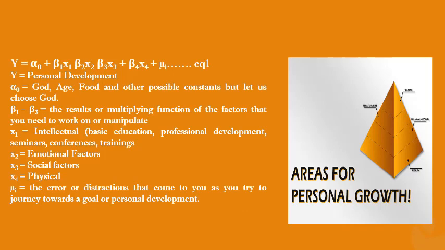Now, X1, I use X1 as the intellectual. So these are other factors that we can work on in order to improve our personal development. So under intellectual, you have basic education, professional development, seminars, conferences, and trainings. So we must, at every point in time, improve our mindsets through reading and getting basic education. So if you want to improve your finance, I advise you go get basic financial education. You need to also improve yourself professionally. So you get professional education.